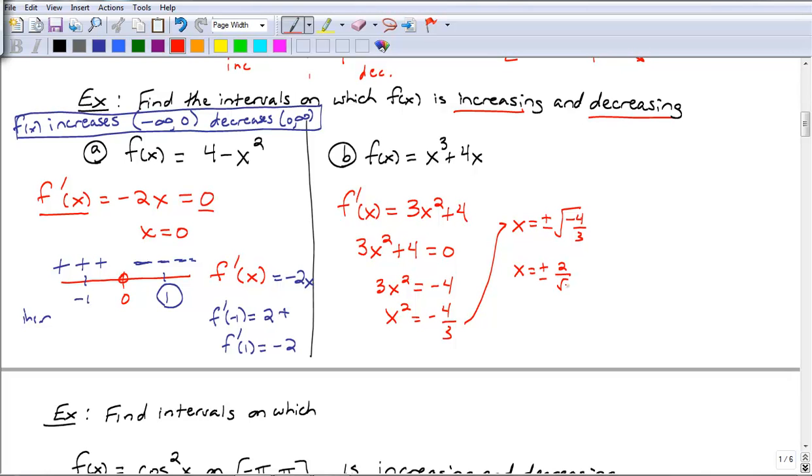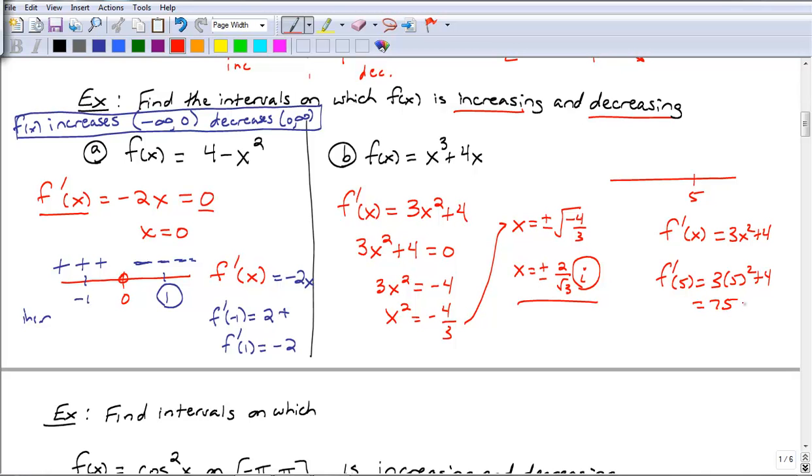This is 2 over root 3 i. And i doesn't exist anywhere on the number line. So when I go to draw a number line to test where the derivative is increasing or decreasing, there is no critical point. There's no place on the number line where I can plot this. So that means it's the same the whole time, so I can pick any number I want. I'll pick 5. So I plug 5 into the derivative just to see what's happening there. I get 25 times 3, which is 75, plus 4, I get 79. That's a positive number. So I know the derivative is positive the whole time.